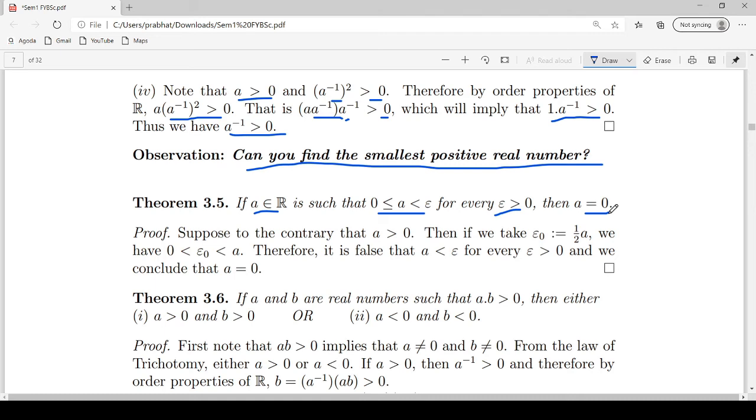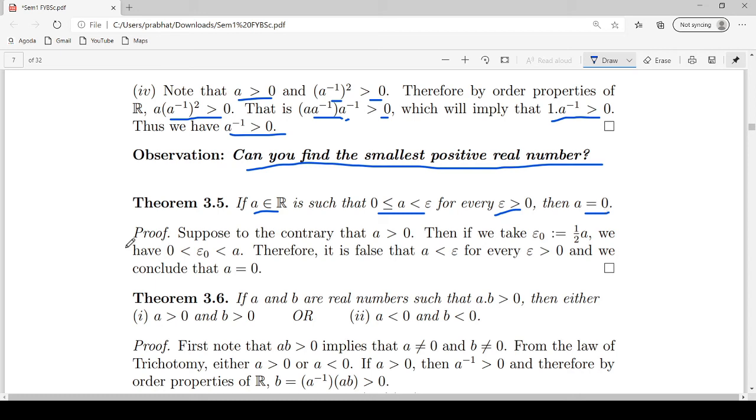Understand this statement. This statement says that a is less than every positive real number. Epsilon is greater than 0, that means it is a positive real number, and a is less than epsilon for every epsilon, that means a is less than every positive real number. And the statement says if a is less than every positive real number and a is greater than or equal to 0, then your a should be equal to 0. That means there does not exist any smallest positive real number.